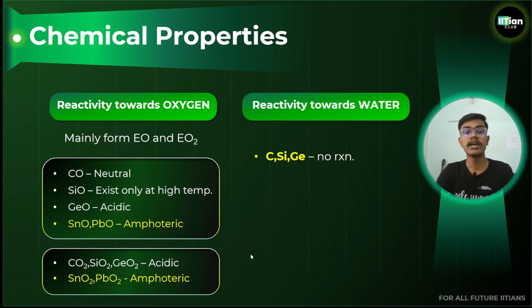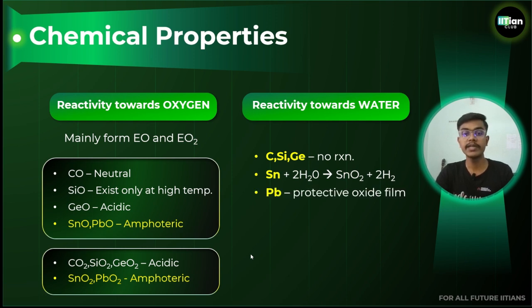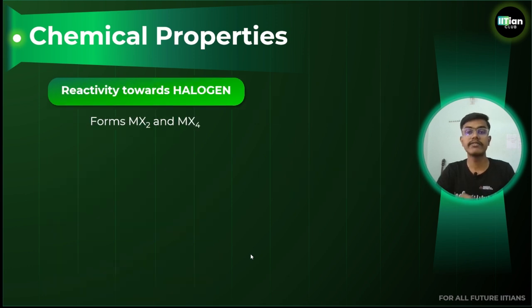Reactivity to water: carbon, silicon, germanium, there is no reaction, and tin, when it reacts with water, forms tin dioxide and dihydrogen, and Pb forms a protective oxide film, so there is no reaction after that. Next, we have reactivity towards halogens. It forms MX2 and MX4.